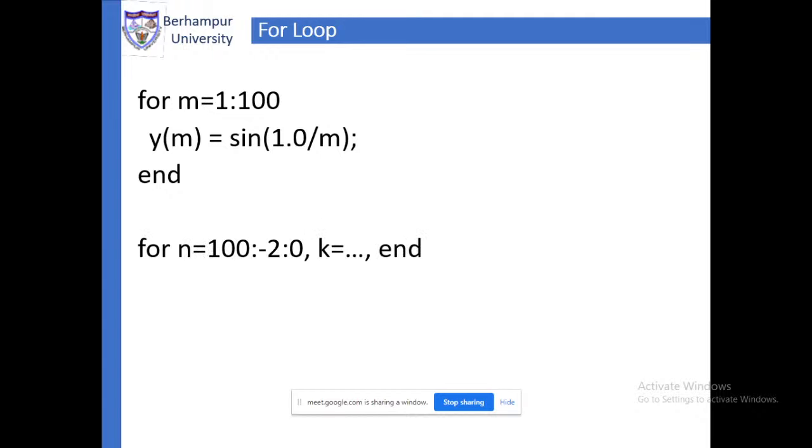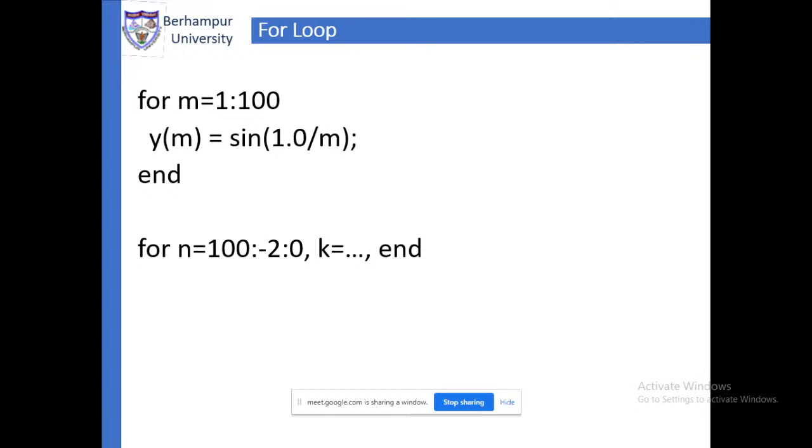Okay. And there is another example here. For n is equal to 100 colon minus 2 colon 0. Now what does that mean? That means n is varying from 100 to 0. You start at n equal to 100 and you go to n equal to 0. Now, going from 100 to 0, you go by decrement, which means you have to subtract.